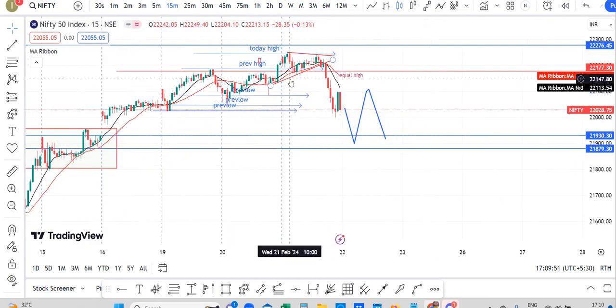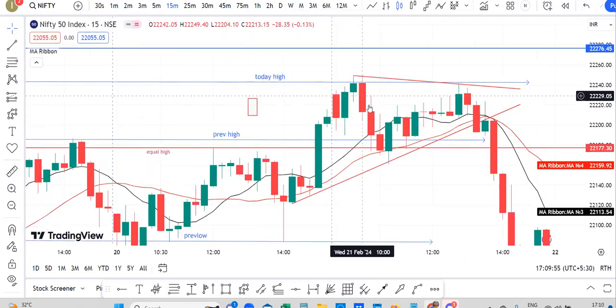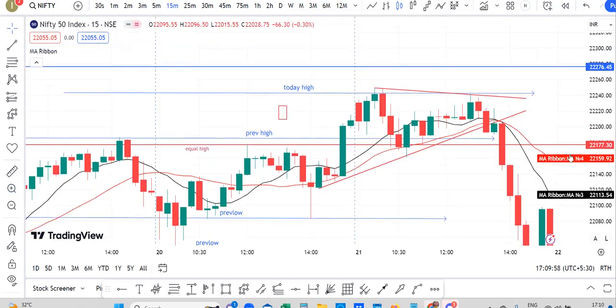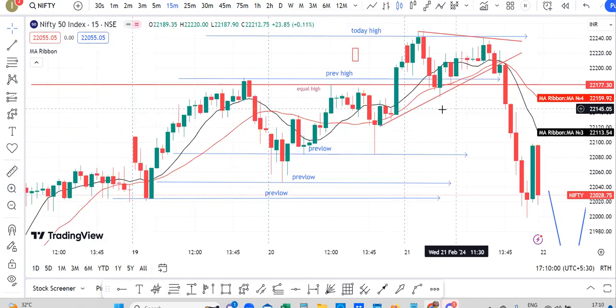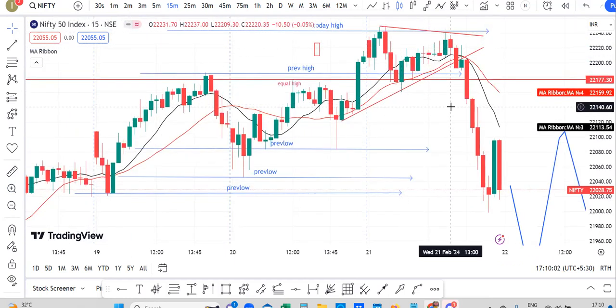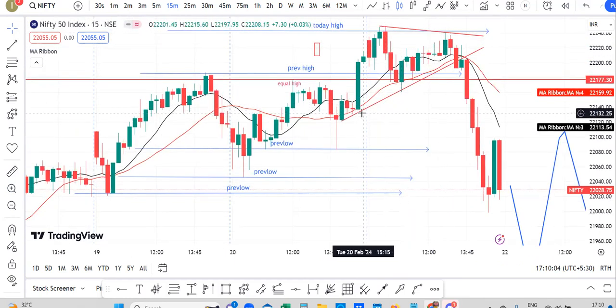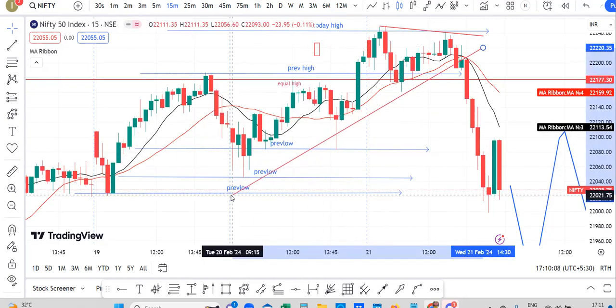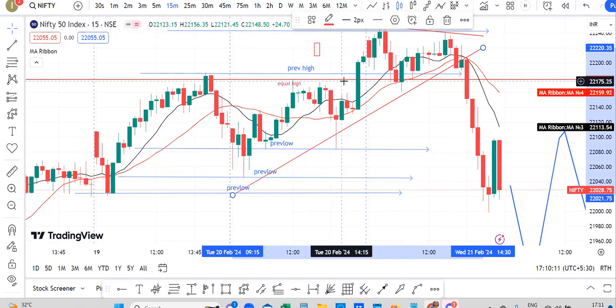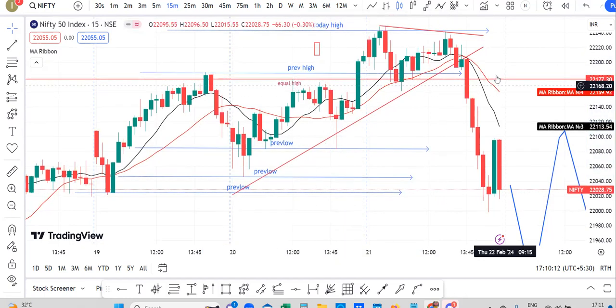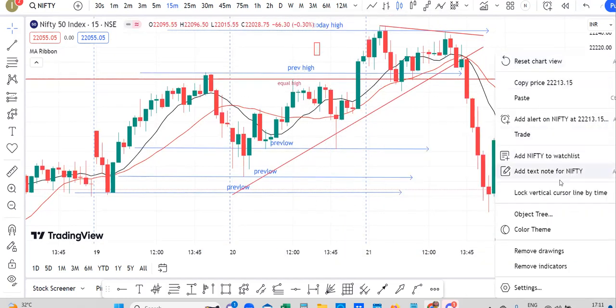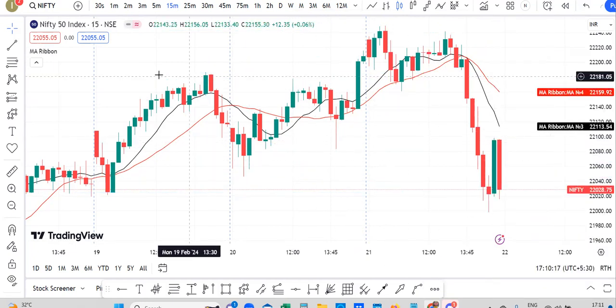But see, this is how one can predict the market for the reversal. So you need to wait for a proper setup. See, this was the proper setup. Yesterday's setup was not complete. See, it was a triangle actually. Let me remove all the drawings and show it to you.